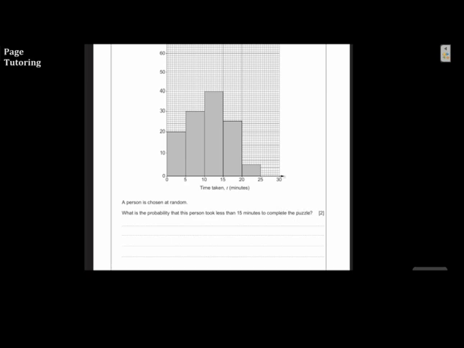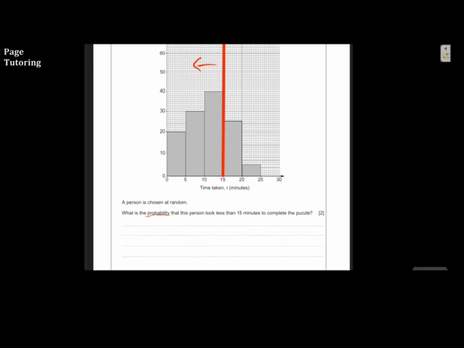So we're going to put a red line in there. So less than 15 minutes. So we've got 15 minutes there. Put that here. And we're looking for a probability. So probability, that's between 0 and 1. So the first step of this, we've put in our line. We want to find out how many people are on this side. How many people are in this bar chart?